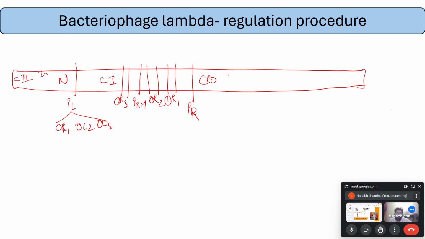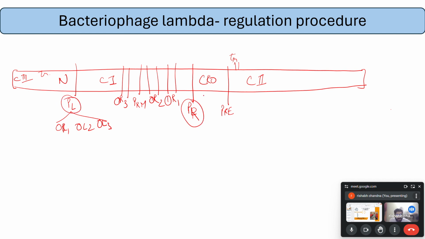Then here we have PRE, and here we have the C2 gene, and in between them we have a terminator again. So here are the five genes, and now we'll see how things happen. PR and PL are strong promoters.